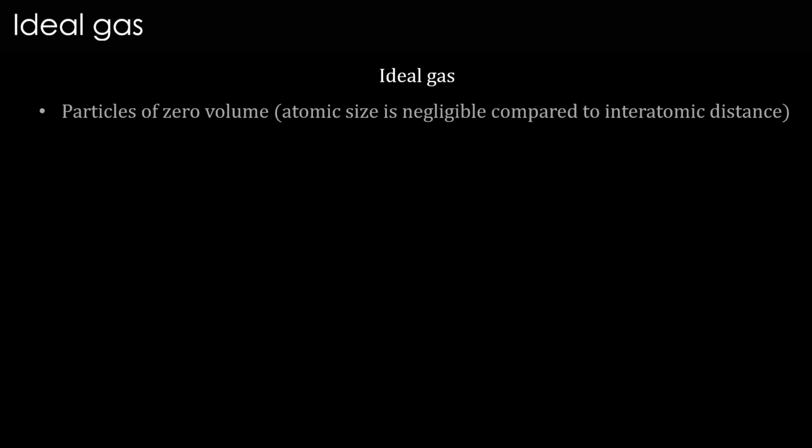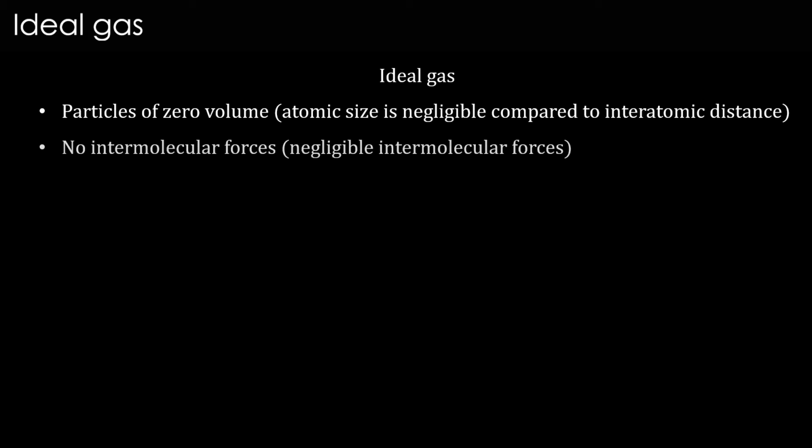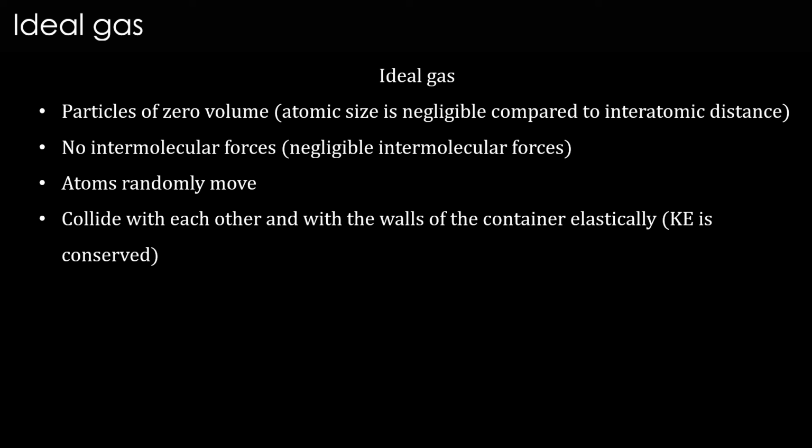Let's see some attributes of ideal gases. Ideal gases have particles of zero volume. Practically speaking, what it means is atomic size is negligible compared to interatomic distance. No intermolecular forces between atoms, which means negligible intermolecular forces. For example, atoms do not form any chemical bond. Atoms randomly move in all directions in 3 dimensions. Atoms collide with each other and with the walls of the container elastically. That means kinetic energy is conserved.